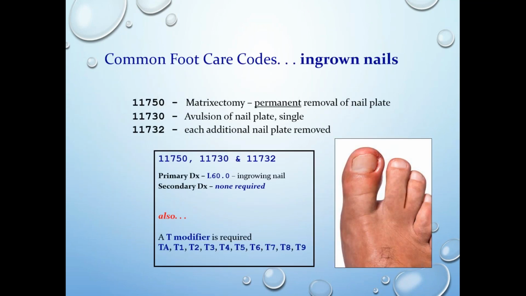So some other common codes that we see, and we see some errors on also. So for treatment of ingrown nails, 11750, matrixectomy, the permanent partial removal or permanent removal of a nail plate. 11730, the avulsion of a single nail plate, and 11732, additional nail plates removed.